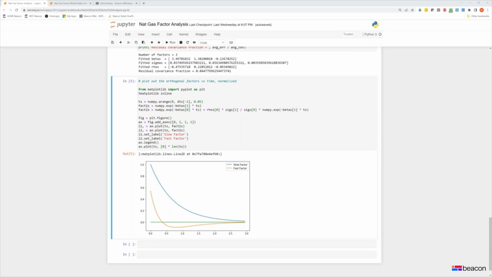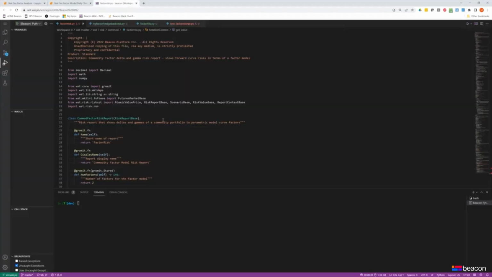And then I'll have a risk report that traders can actually use to go and hedge the risk of their portfolio. So let's jump into Beacon's IDE and see how this is actually done.